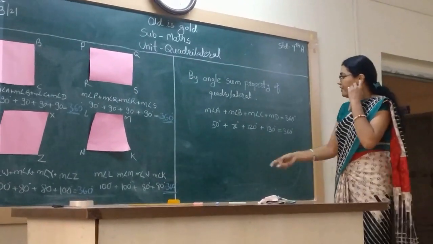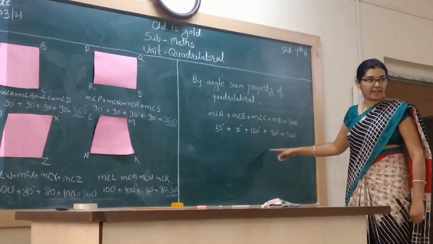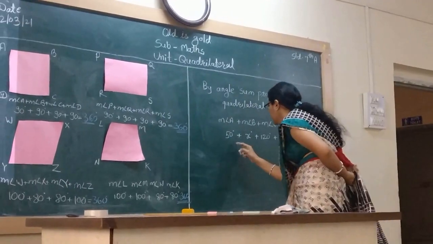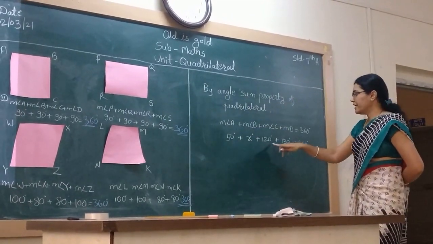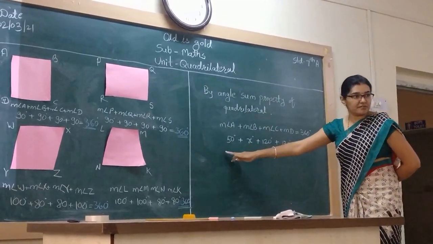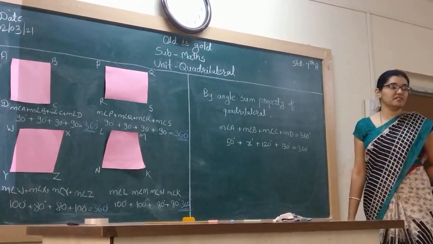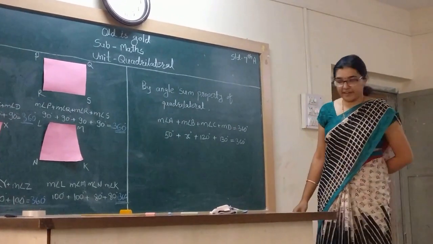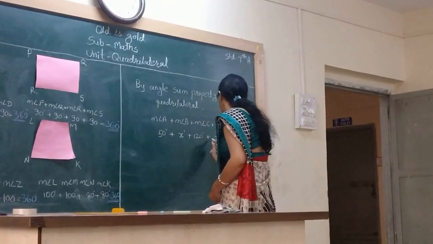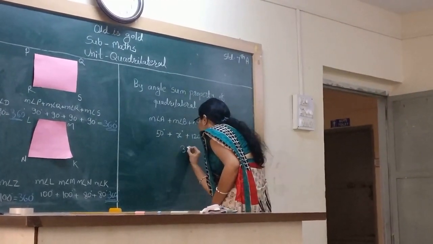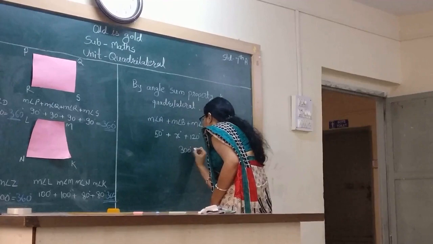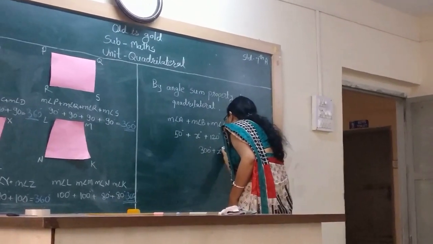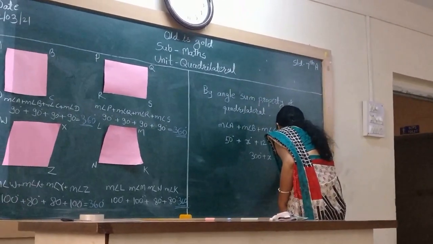So we have to add these three angles, right? So what is the addition of this? 120 plus 130 plus 50. What will be the addition? 300. Yes. 300 degree plus x is equal to 360 degree.